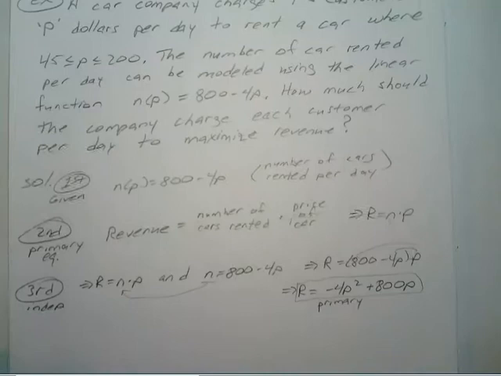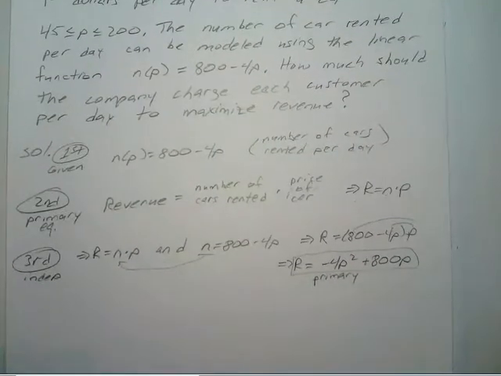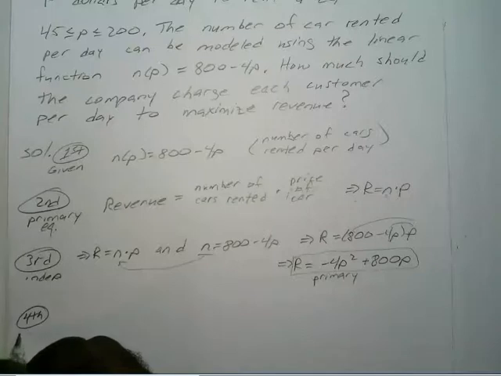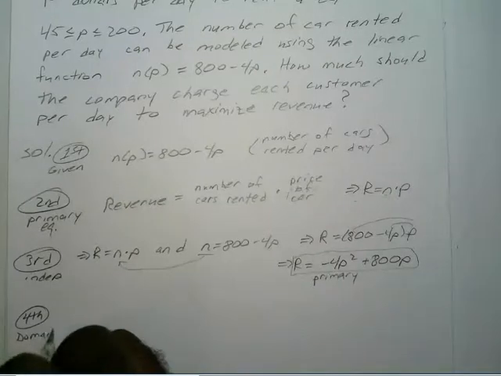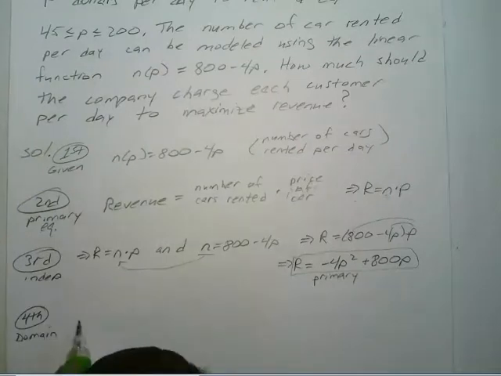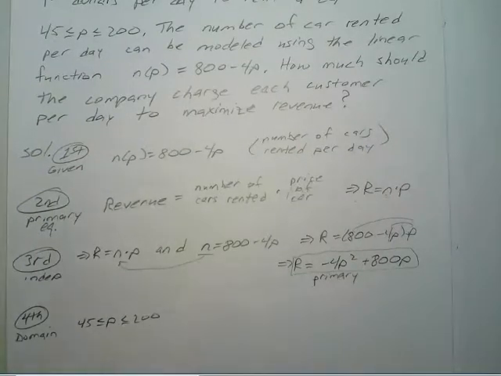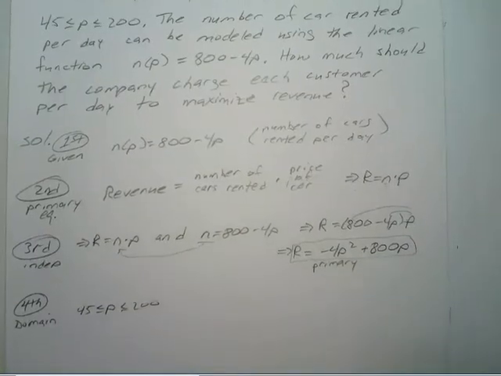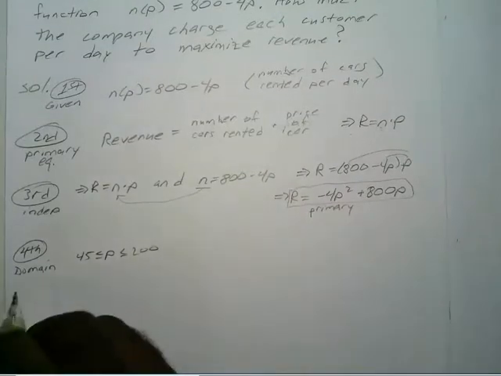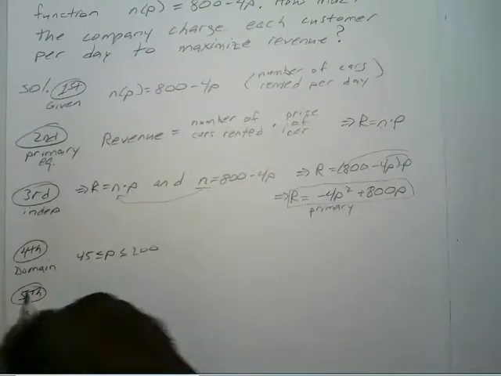Okay, so now our fourth step is our domain. Now this one is a little different than the previous ones because it's between 45 and 200. Okay, so now we determine our minimum and maximum values. Well, our maximum value.